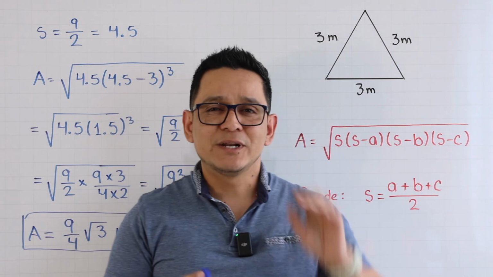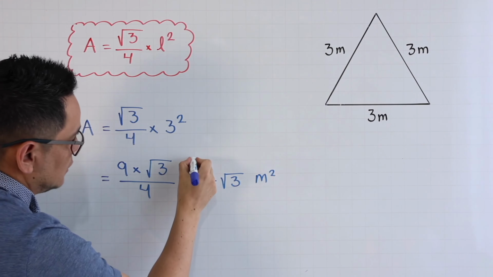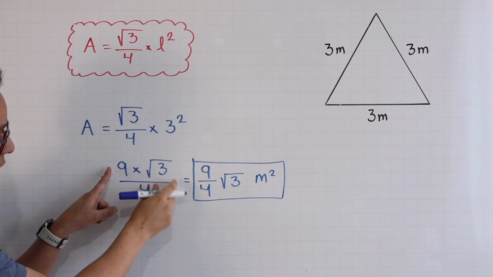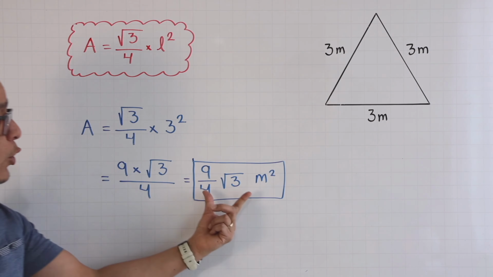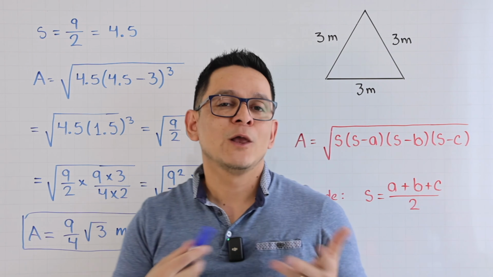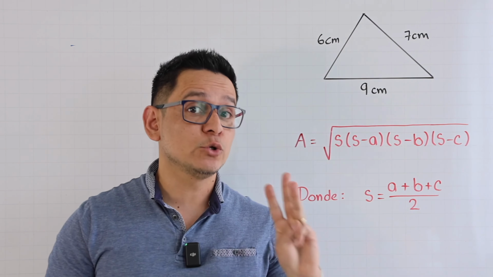Let me show you a part of this video where, as you can see, I already explained this same exercise, but I did it using a direct formula. And as you can see, we arrived at exactly the same result: 9 over 4 times the square root of 3 square meters. So that means what I did was correct. Let's move on to exercise number 3.